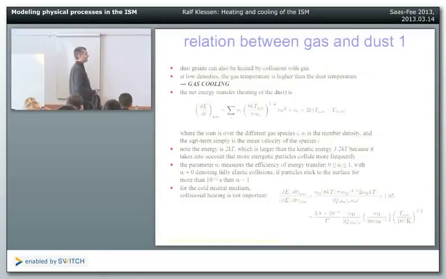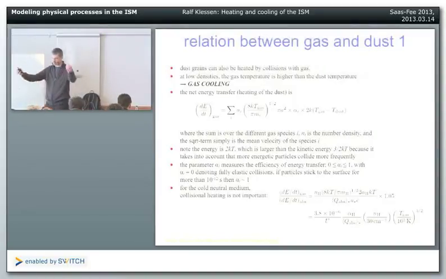That was the way you heat the dust. Now it's the question, how do I couple between gas and dust? And you can again define a net energy transfer rate that knows about the kinematics of the gas particles. So this is something like the RMS velocity of the gas particles. Again, here we have the cross-section of the dust. There is an efficiency factor. I come to that in a minute. And then there is simply the difference of the temperature.